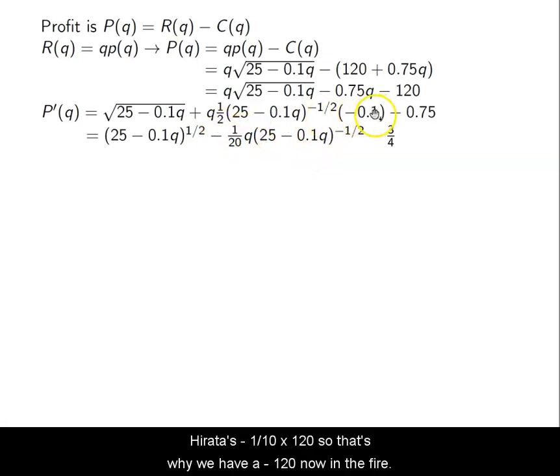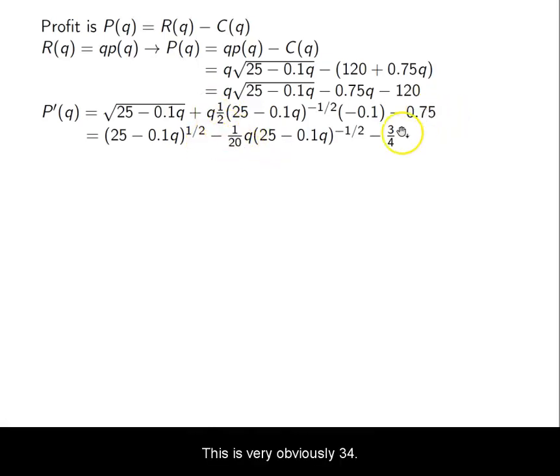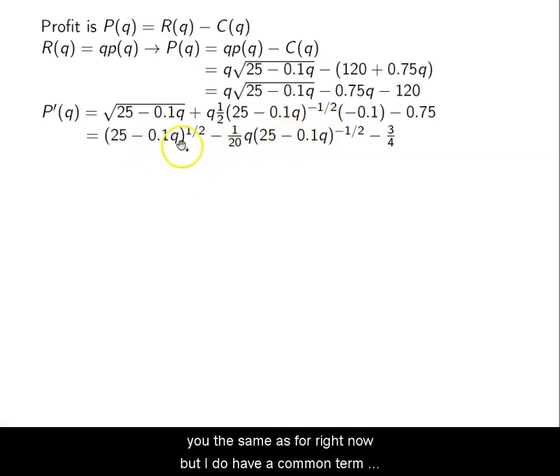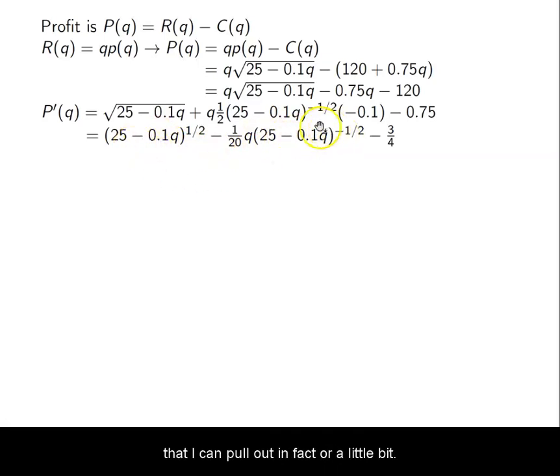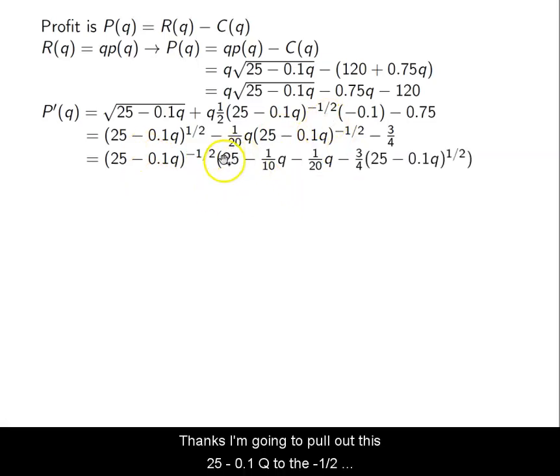Here I have this negative 1/10 times 120, so that's why we have a minus 120 now in the front. This is very obviously 3/4. Really, I should write this as 1/10, but I'll keep it the same for right now. But I do have a common term that I can pull out and factor a little bit. So I'm going to pull out this 25 minus 0.1 Q to the negative 1/2, which bumps this one up to a whole. So I have 25 minus 1/10 to the Q.